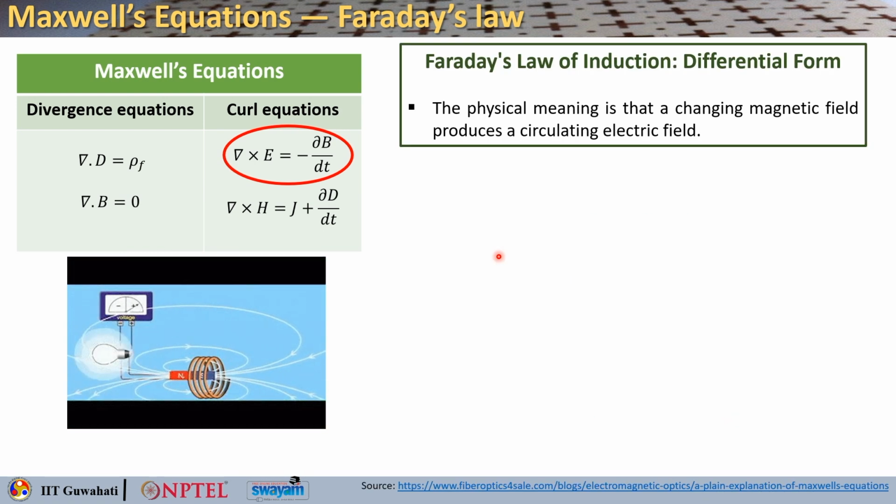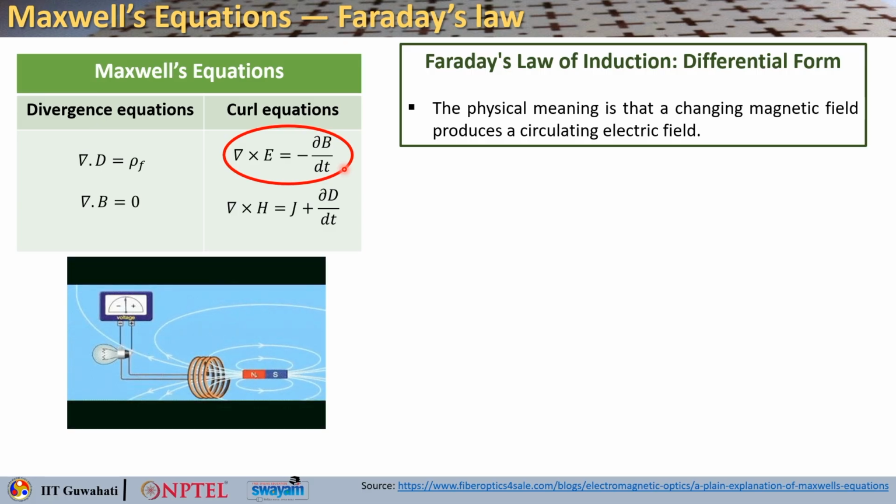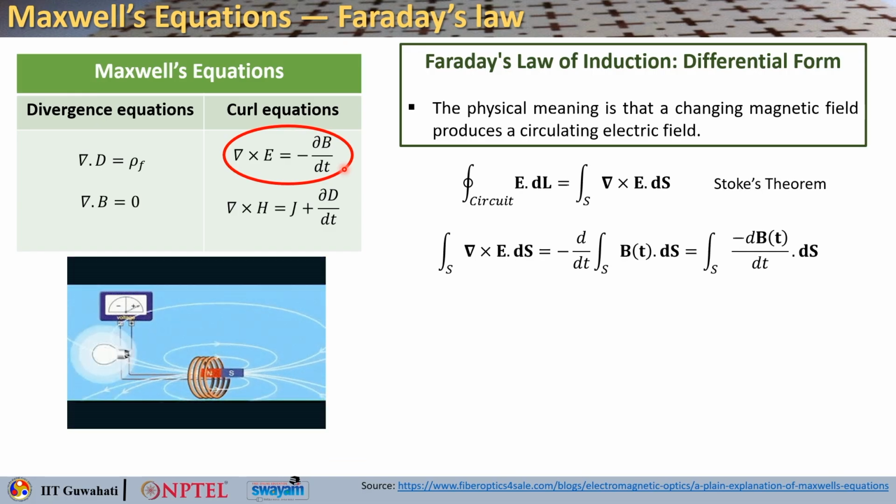You can also see how it is written in the differential form, and you can always go from the integral form to the differential form by using some of the theorems that you have already studied. I will quickly tell you what it shows here. From curl of E equals minus dou B by dou t, the physical meaning is that a changing magnetic field will produce a circulating electric field.